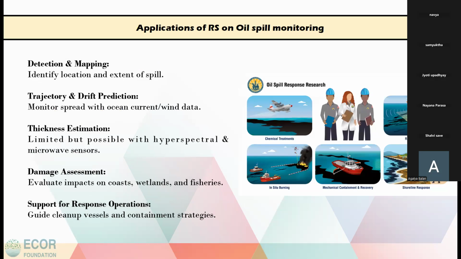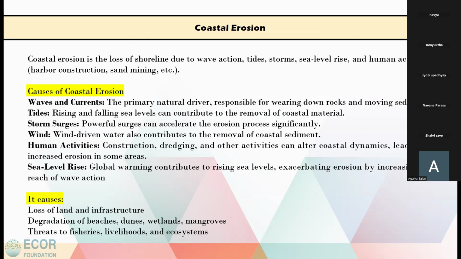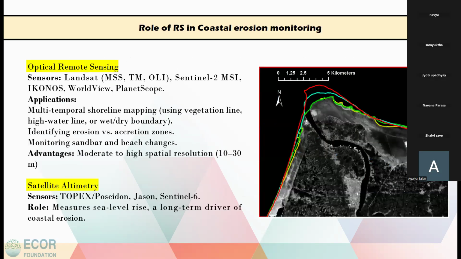Oil spill monitoring. So here are a few applications of remote sensing on oil spill monitoring. And here comes coastal erosion. It is the loss of shoreline caused by waves, tides, storms, sea level rise, and human activities like construction and sand mining. It leads to land loss, habitat damage, and threats to fisheries and livelihood. So we'll see what remote sensing sensors are very useful here.